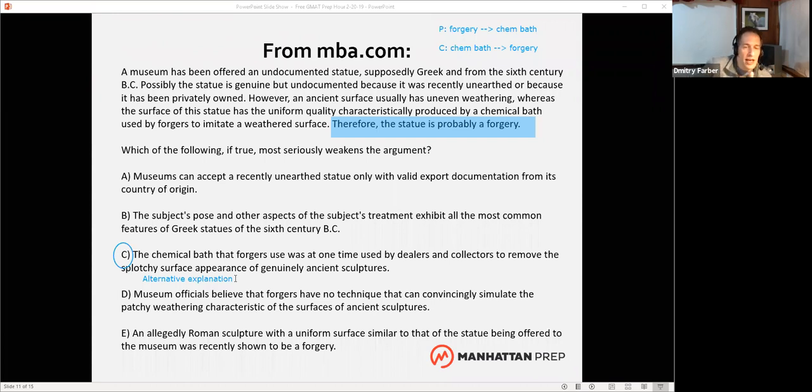Can I explain the bad inference in A? Yeah, I'm not going to go through all these answer choices because I want to respect the clock, and some of you may have places to go. You can find more discussion of this in an online forum, including ours. But the problem with A is it's talking about what they can accept. It doesn't give us any bearing on its authenticity. So there's no bearing here on what caused the smooth surface. It's just talking about what the museums need.